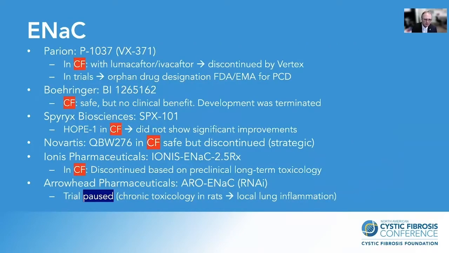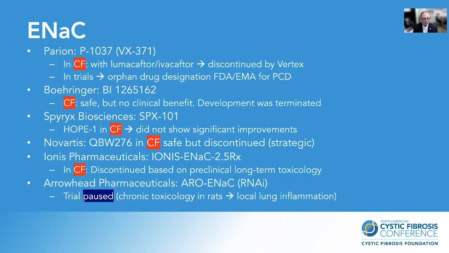It is not surprising, therefore, that a lot of companies have started their work in ENaC inhibition, and unfortunately, a lot of those trials were negative. And you see that in red here, that a lot of those trials did not result in significant improvement in cystic fibrosis patients. Some others were paused or discontinued based on some toxicology studies. And again, the judgment on this is outstanding, and whether or not they come back will have to be determined.